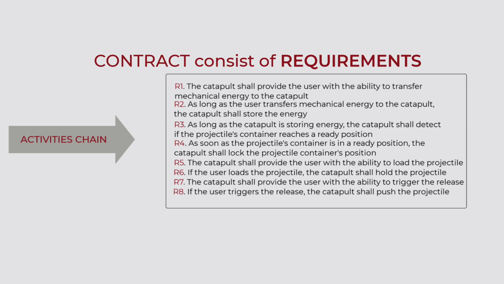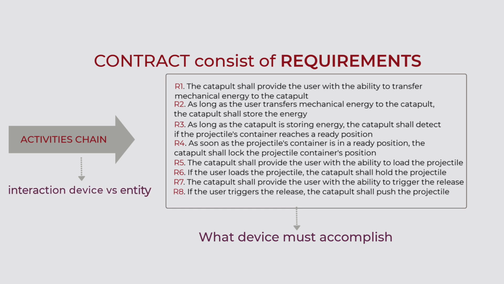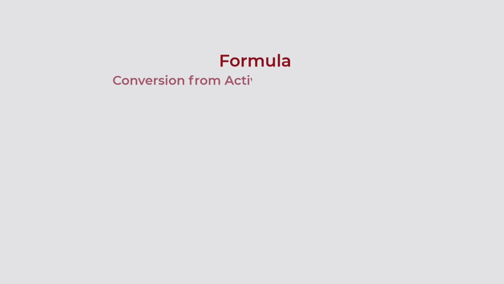You may have noticed the difference in wording between the activity in the activities chain and the requirement in the contract. In the requirements, the focus is on the device and what it must accomplish. In contrast, the activity describes interactions between the device and the entity, and vice versa. This difference exists because the activity chain helps us, as innovators, document the interaction between the device and the entity. On the other hand, the contract is designed to communicate with experts, serving as a contractual guide for building the device. Let's continue with the formula, how to derive the contract from the activity chain.